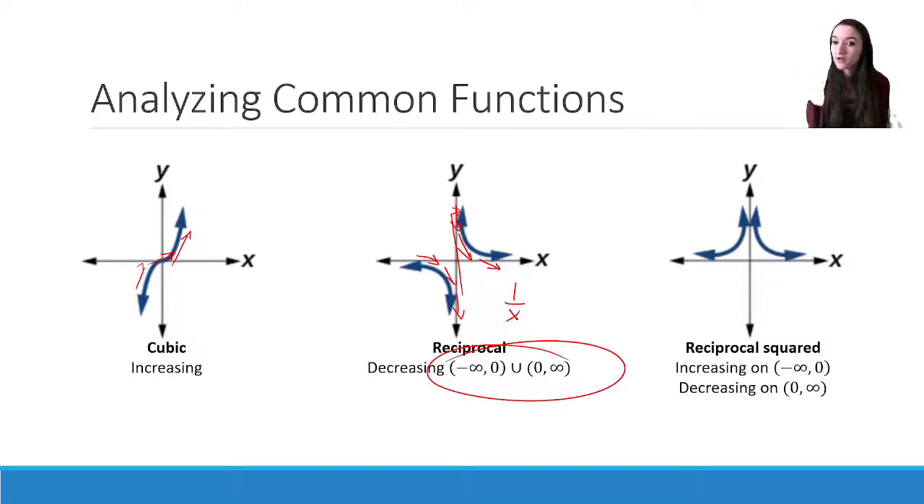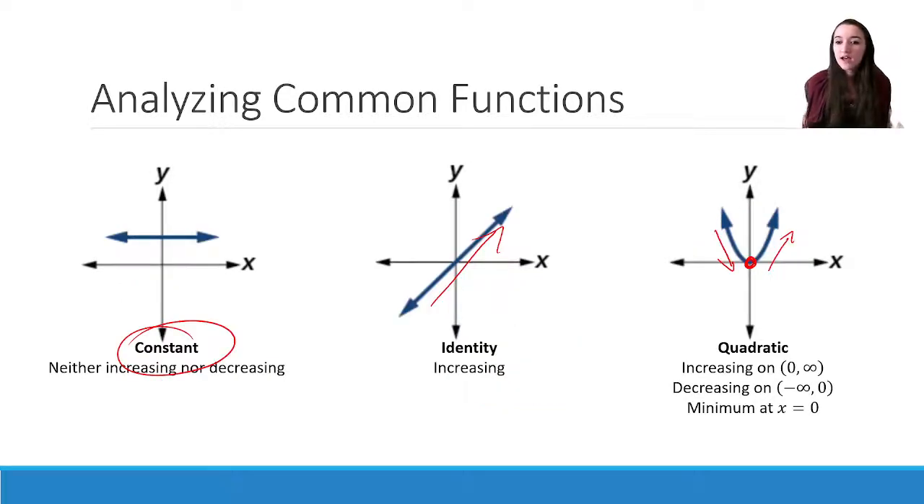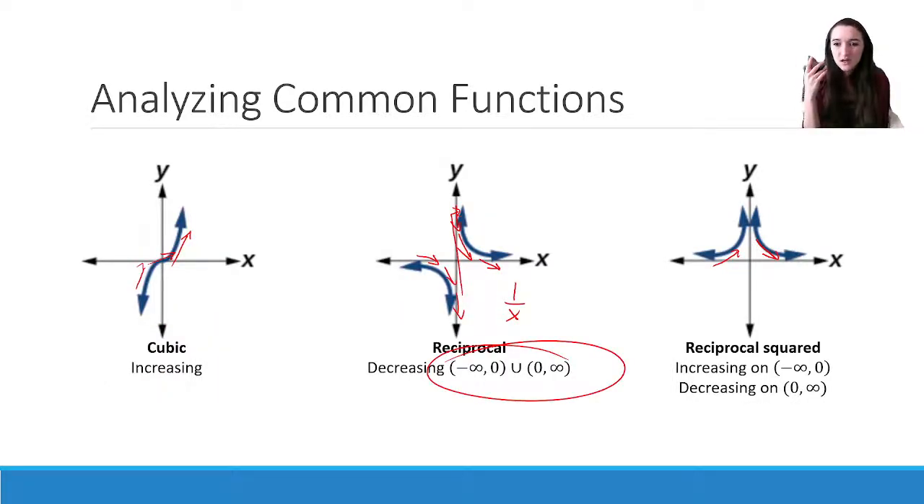Then the reciprocal squared, first it's increasing here and then it's decreasing over here. Still no minimums or maximums because when it changed from increasing to decreasing, that point, that x equals 0, does not exist. It is not part of the domain. So normally, we would have a maximum whenever we change from increasing to decreasing, but we can only have one if that point exists, which it doesn't here.